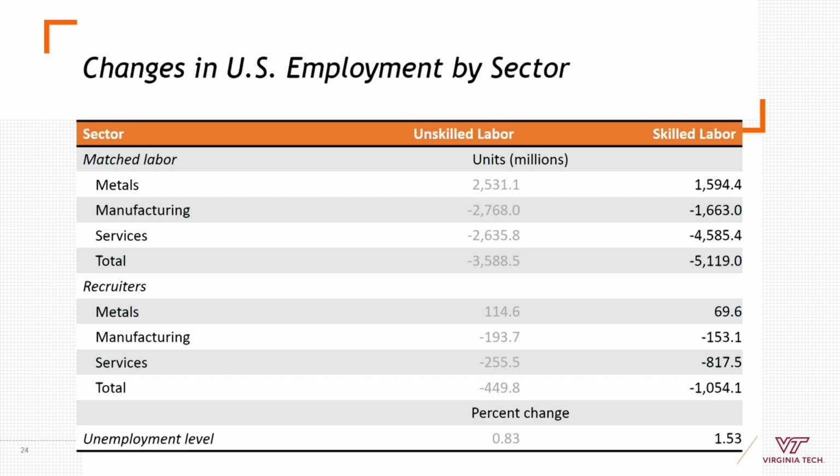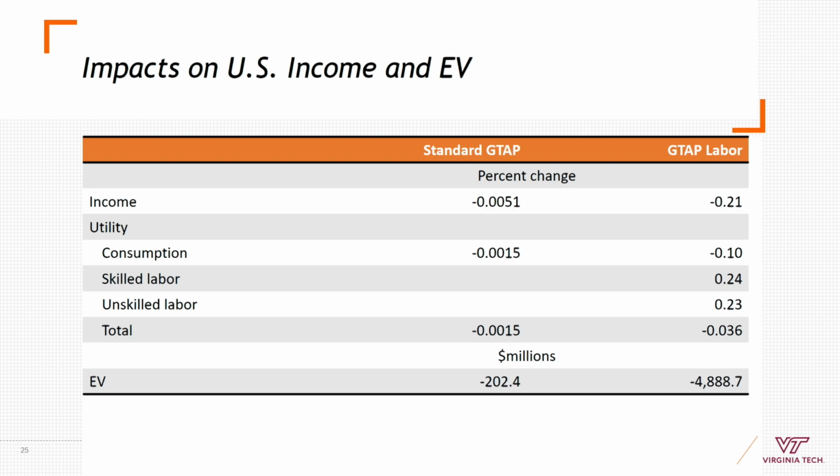All right. Little bigger changes in skilled labor, and that's because services, a big sector, use a lot more skilled labor than metals. And so you're getting a little bigger effects on skilled labor. So unemployment of skilled labor is going up by 1.5%.